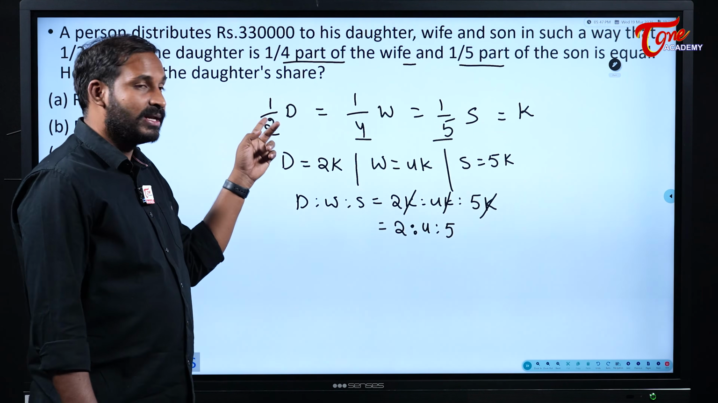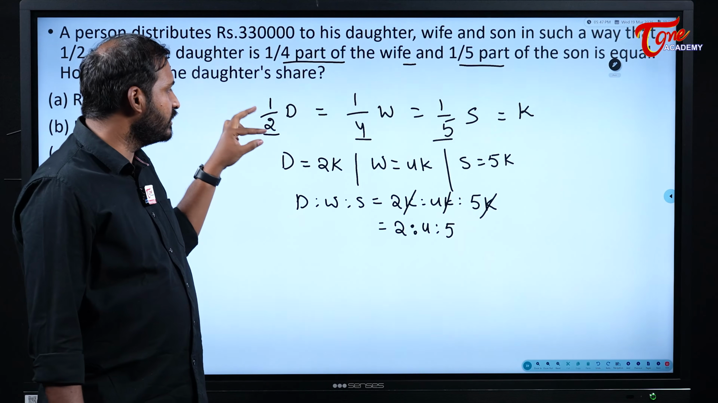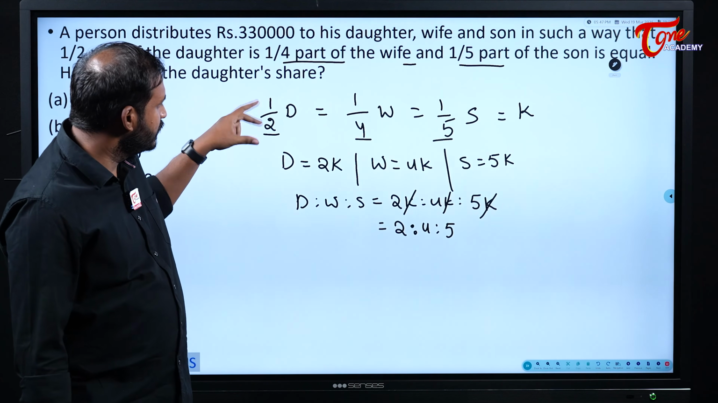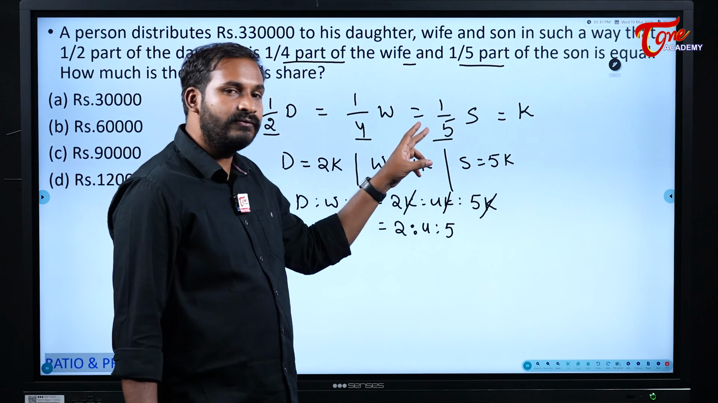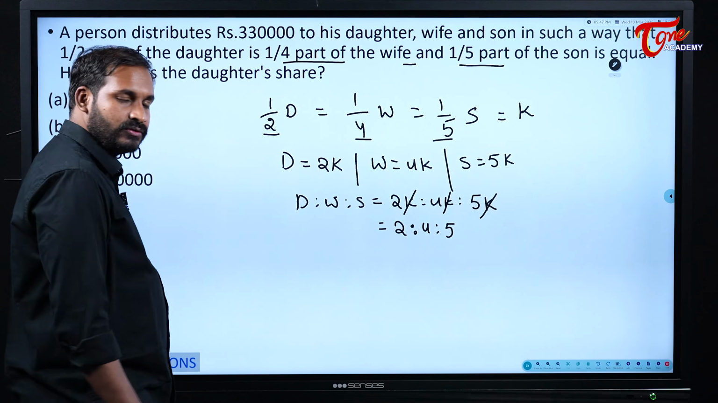In some other case it can be 3 by 2, 4 by 2, something like this. In that case what we will do is we will simply inverse them. So 2 is to 4 is to 5. Directly you can write. So they should divide in what ratio? 2 is to 4 is to 5.